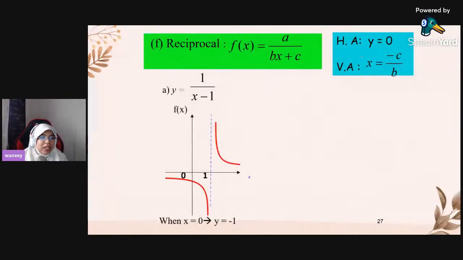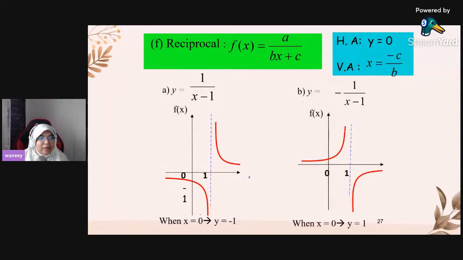So bila kita lukis, kita kena ada horizontal dan juga vertical asymptote. Baru kita lukis graf kita. So graf kita kena rapat dengan asymptote lah. Mesti kena rapat dengan asymptote. Okay. So those are the first one. The second one. Okay, lagi sekali lah. Kita boleh tengok dia mesti kena rapat dengan asymptote.